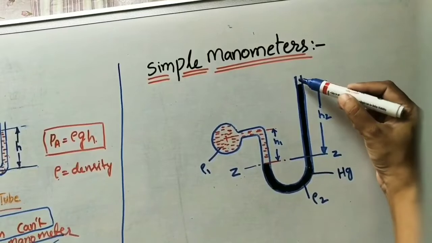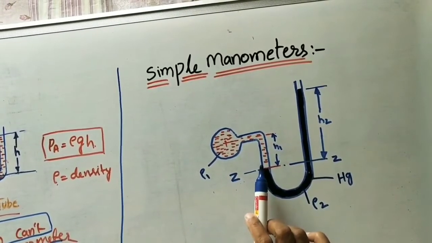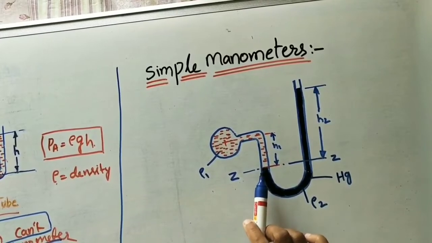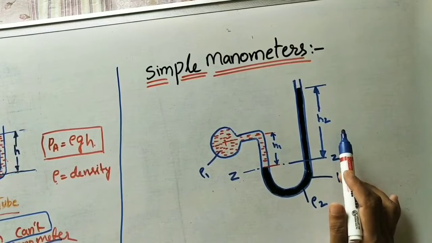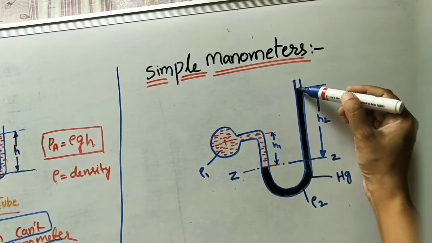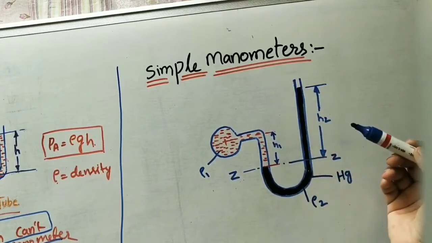Another limb is open to the atmosphere. These simple manometers can be used for finding the gauge pressure as well as vacuum pressure. This arrangement is showing that you can find the gauge pressure. If the pressure is low, the entire mercury will come to this side. That is the vacuum pressure.